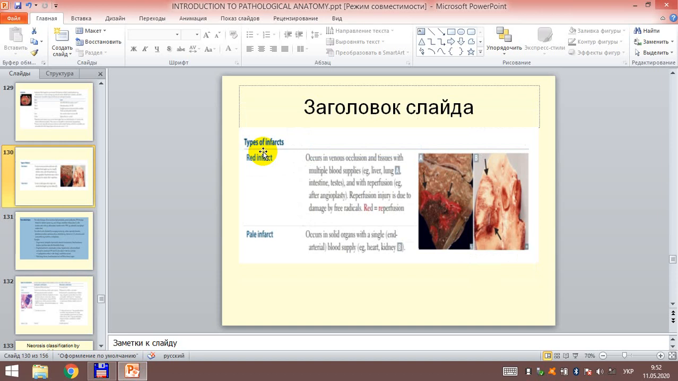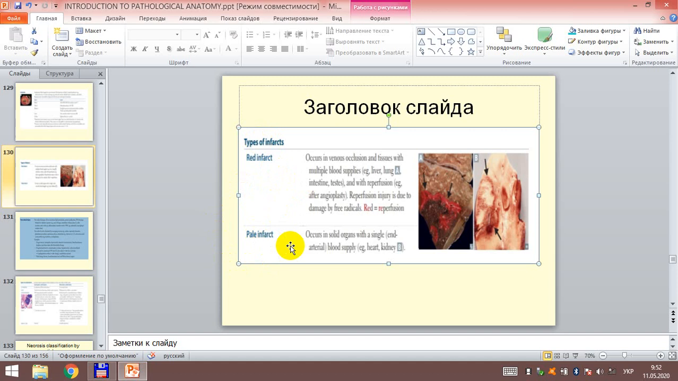Types of infarction: red infarction and pale infarction. Red infarction occurs in venous occlusion and in tissues with multiple blood supply: liver, lung, picture A, intestine, testis, and with reperfusion after angiography. Reperfusion injury is due to damage by free radicals. Pale infarction occurs in solid organs with a single arterial blood supply, heart, kidney. Picture B.